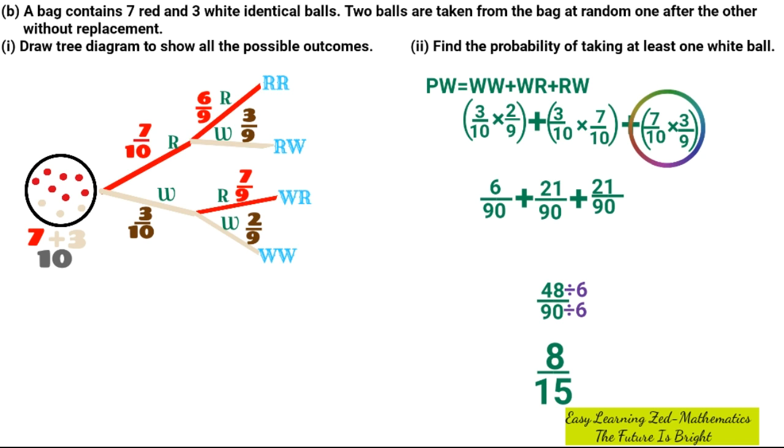Now I can go back there and change where it's written 7/10. There it should be 7/9. The middle two fractions should be 3/10 multiplied by 7/9. So basically this is what you do.